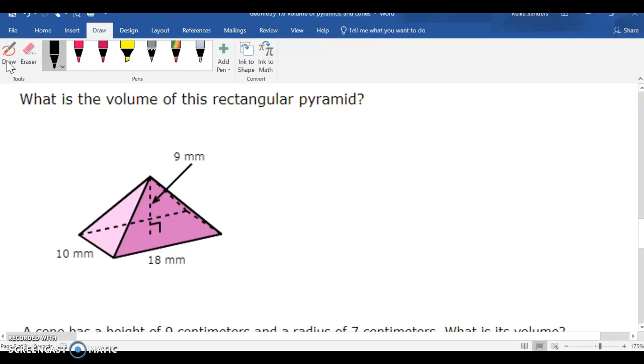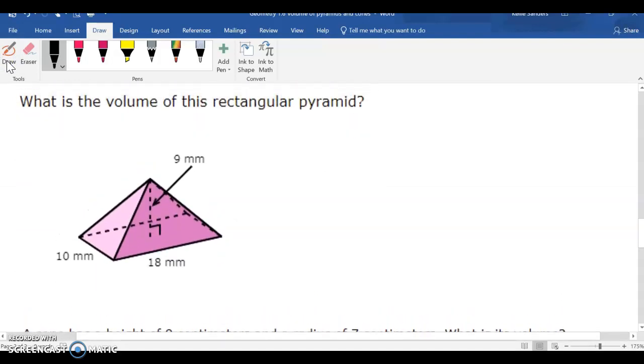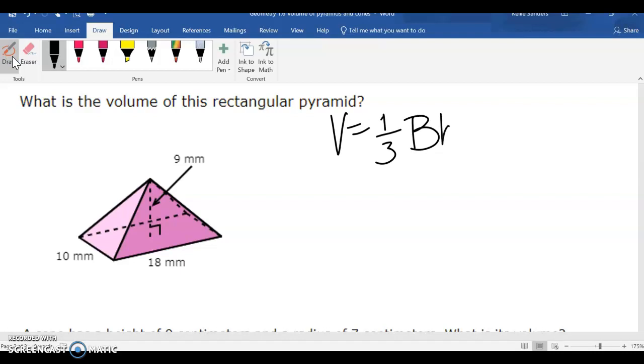Alright, this is a rectangular pyramid. So the volume of a rectangular pyramid is 1/3 because of the pyramid, big B, little h because it's volume, and big B is the rectangle. This rectangle. So how do you find the area of a rectangle? Base times height, which is 10 times 18, or 18 times 10, doesn't really matter.